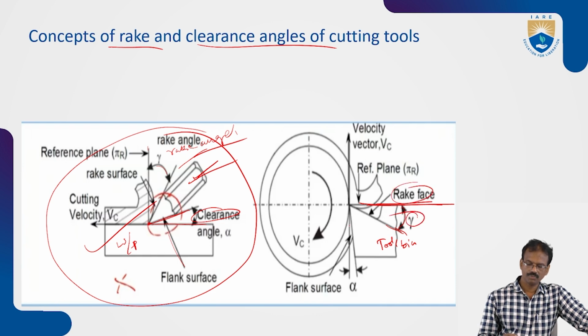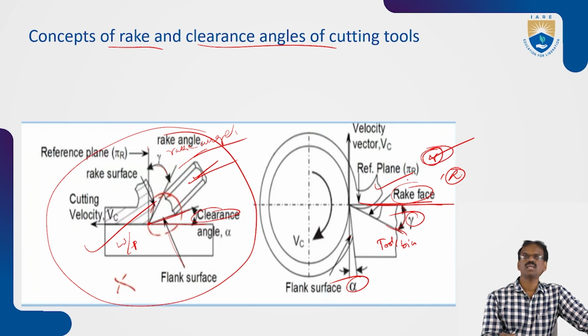Next, this one is the clearance angle. It is the angle between the flank surface and the line perpendicular to the shank. This is the clearance angle alpha. These two angles are very important. The rake angle is gamma and the clearance angle is called alpha. The rake angle controls the flow, the sliding of the chips.